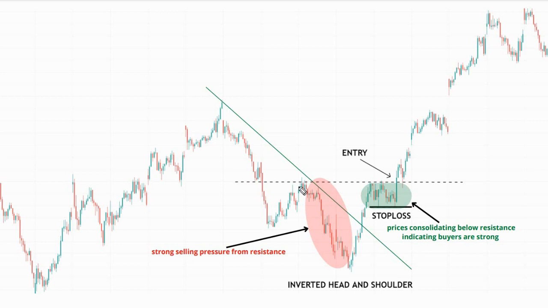This resistance is being tested multiple times, and prices are consolidating just below the resistance zone. So this is an indication that bulls are very strong. Otherwise, if sellers were very strong, they should have continued the downward momentum after hitting this resistance zone, but prices are consolidating below it, and then prices broke out with a very strong momentum candle. We'll enter here, stop loss here, and see the huge upside momentum after that.